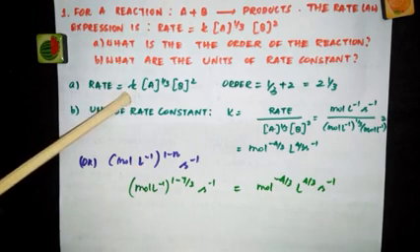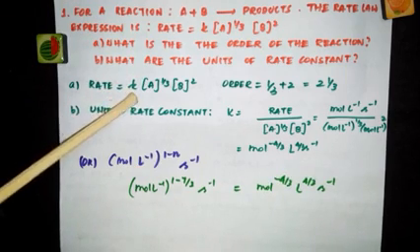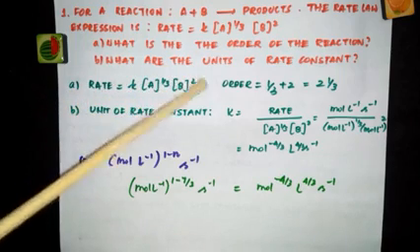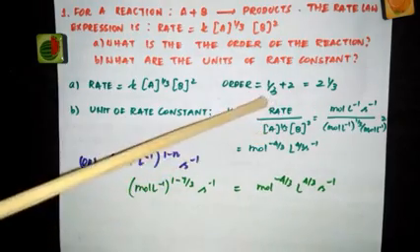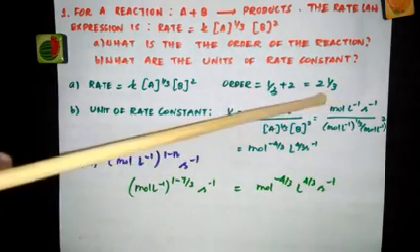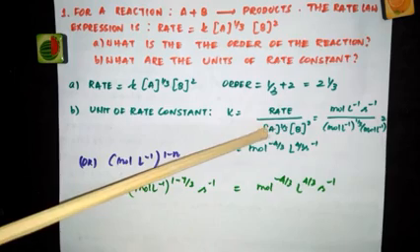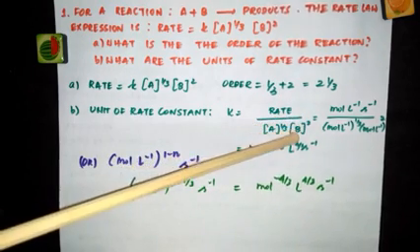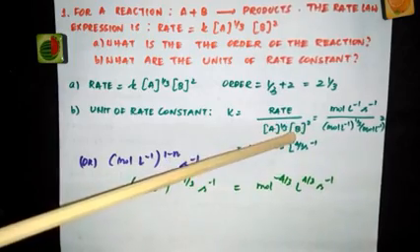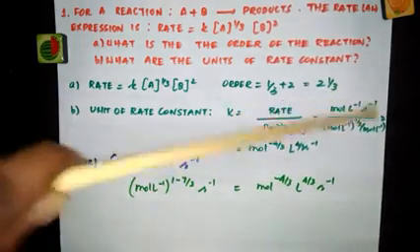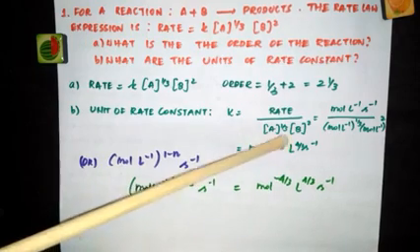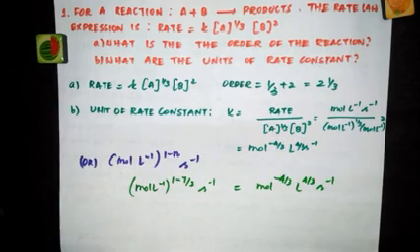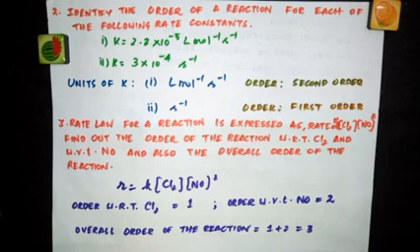Or you can do it this way. You want the unit of K. So K is equal to rate divided by A power 1 by 3, B power 2. See, what is the unit of rate? Mole liter inverse second inverse. What is the unit of concentration? Mole liter inverse, power 1 by 3. Same way here, molar concentration, what is the unit? Mole liter inverse, power 2. So when you solve this, you will get mole power minus 4 by 3, liter power 4 by 3, second inverse, and that is the unit of K.